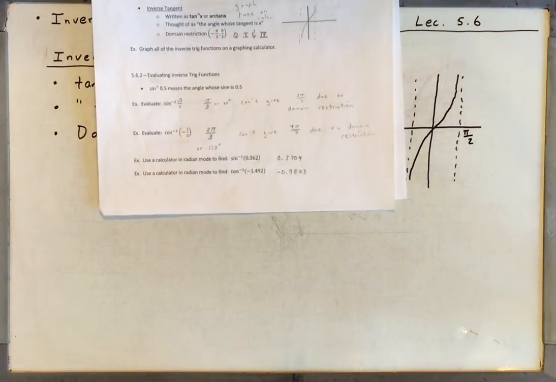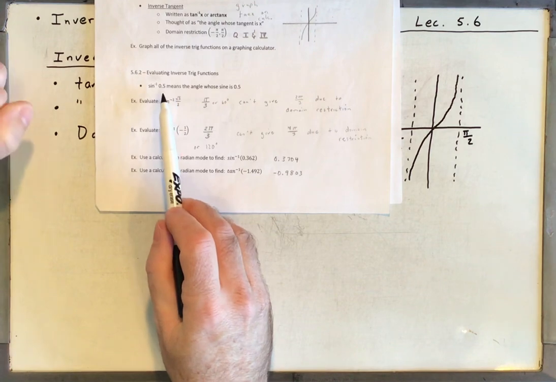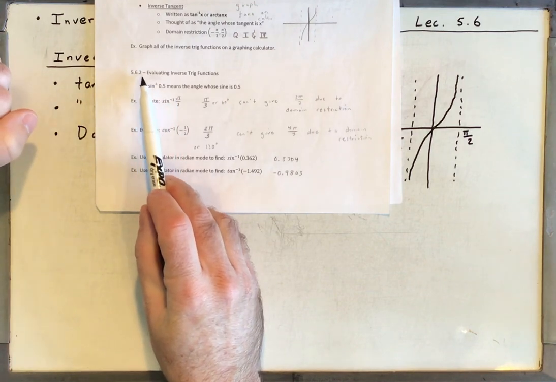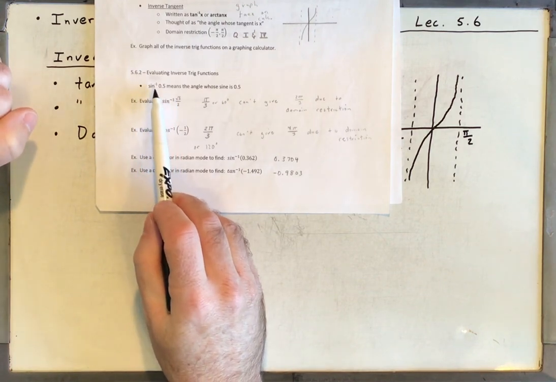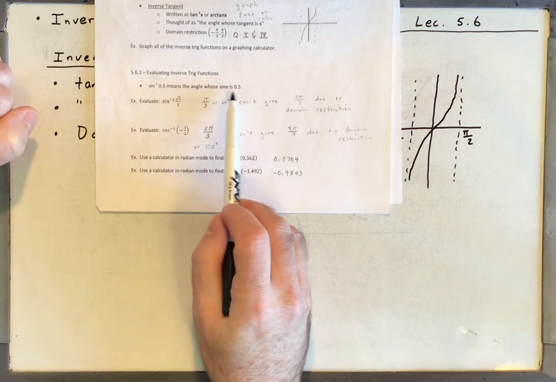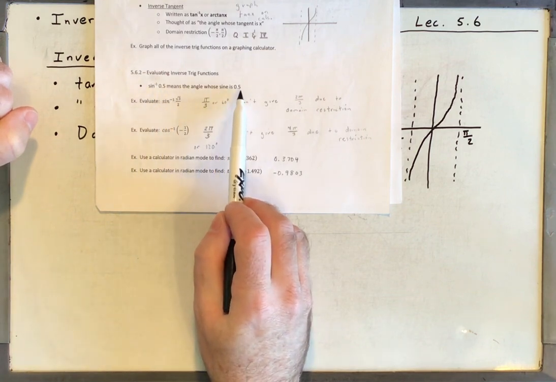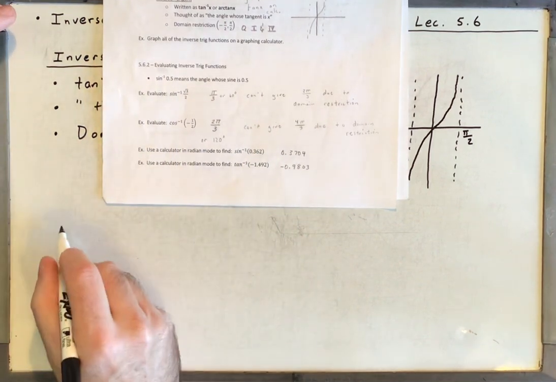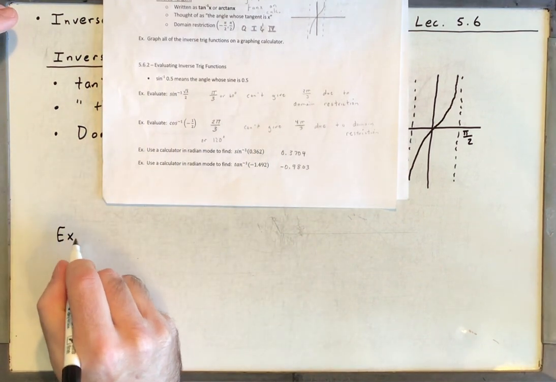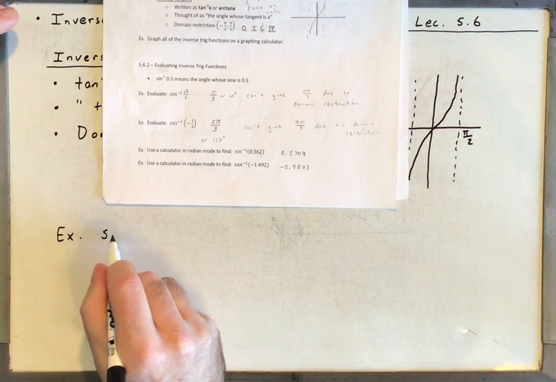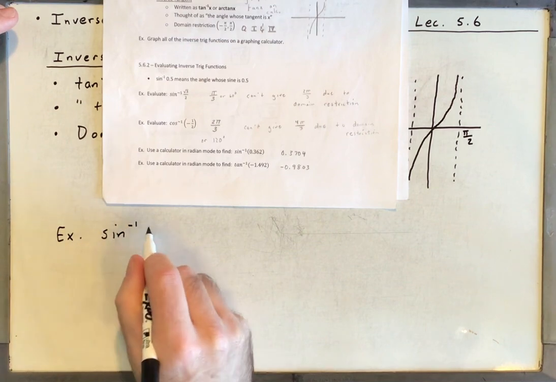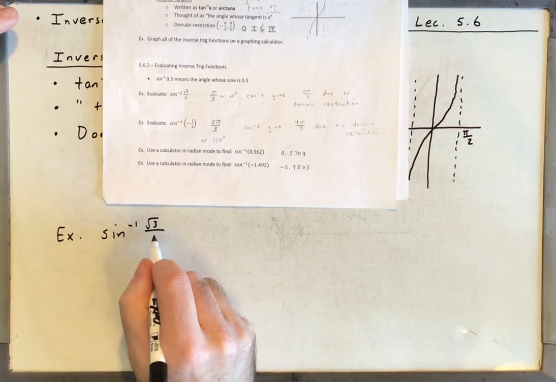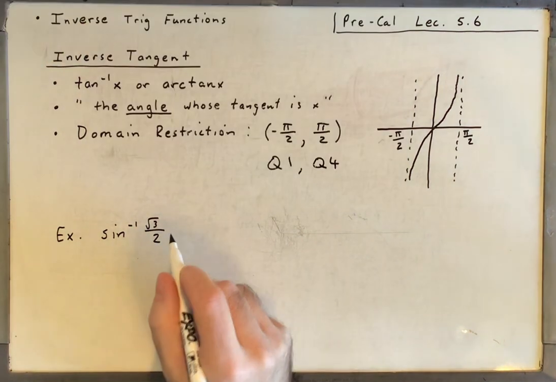All right, so evaluating inverse trig functions. We're here at 5.6.2. So the inverse sine of 0.5 means the angle whose sine is 0.5. Okay, so that's just an example. So our first one is evaluate the inverse sine of the square root of 3 over 2.